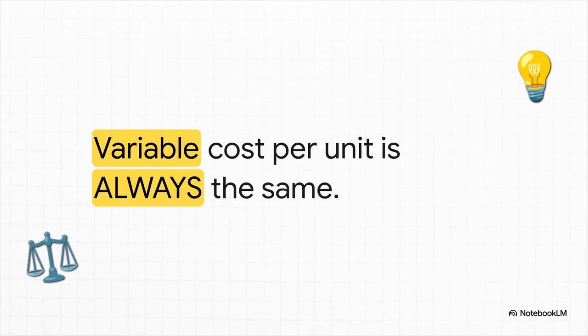But we have to flip our thinking again when we look at this per unit. Remember how fixed costs per unit went down as we made more? Well, variable costs are different. While the total variable cost skyrockets with volume, the cost per individual unit stays perfectly flat. If it takes 2 rupees of plastic to make one item, it will take exactly 2 rupees of plastic to make the 500th item. The total changes, for sure, but the per unit cost is always the same.